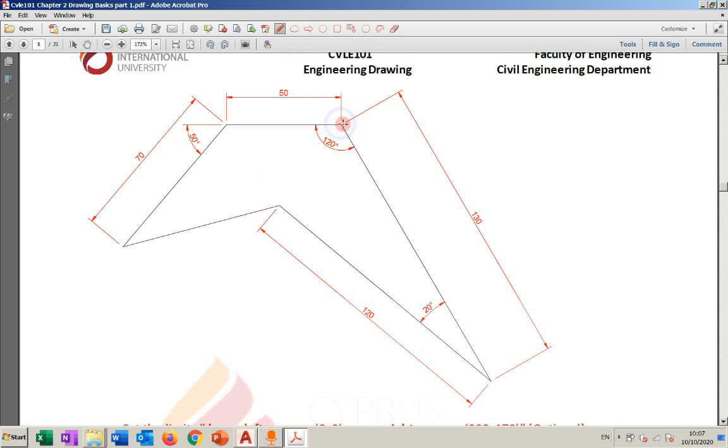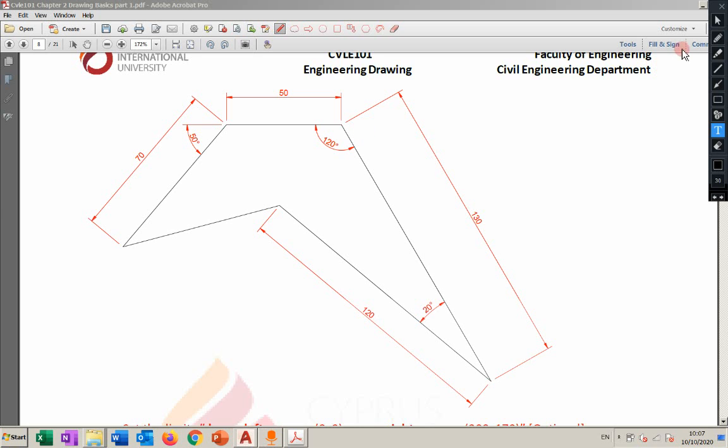Now, where are we? We are at this point, and we want to draw this line. To draw this line, I have to know the length. I have the length 130. Now the angle. We cannot use this 120 directly. Remember why? Because we need to draw the horizontal x-axis. This is the starting point. This is the horizontal x-axis.